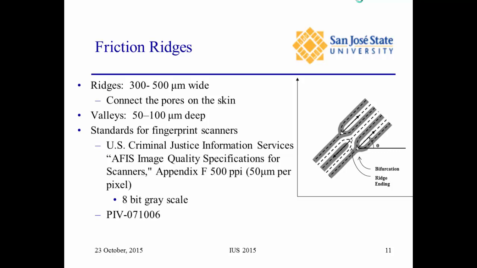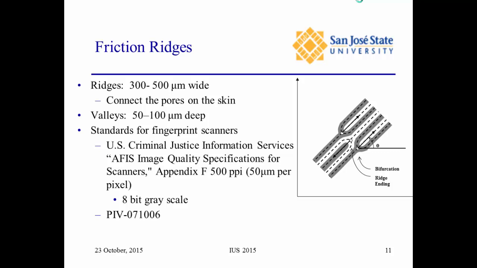The standards for fingerprint scanners are this AFIS Image Quality Specification for Scanners Appendix F, which requires 500 pixels per inch. That is about 50 micrometers per pixel. That's going to be important in what I talk about here in a minute. And also it requires an 8-bit gray scale for imaging pixels. That means that a black pixel will be 0 and a white pixel will be 255. But there has to be the capability of imaging all values of grayscale between 0 and 255. This has been a serious problem for some types of technologies.